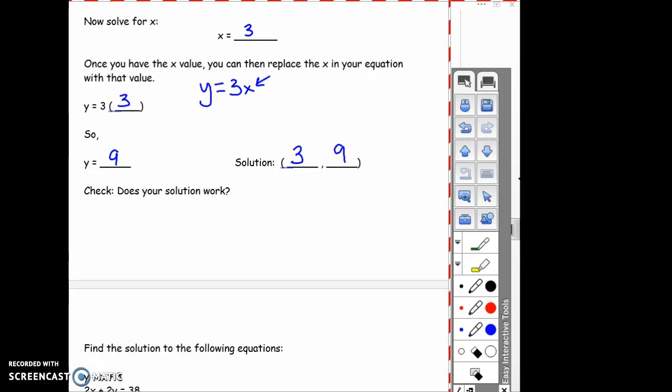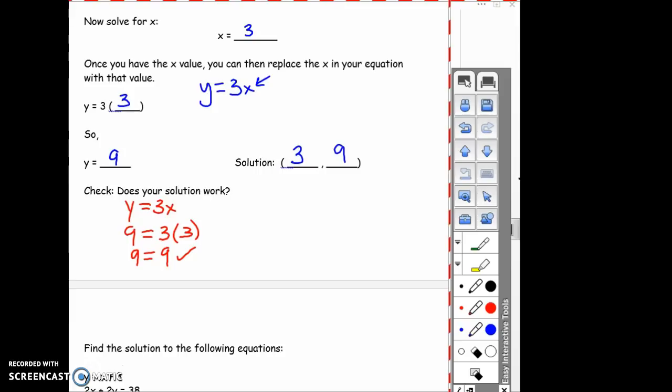Now it says check. Does your solution work? Well, if this solution is truly the solution to this system, it should work in both equations. So let's look at our first equation. I'm going to do this in red to make it stand out a little bit. I have y equals 3x. Well, my y value is 9. My x value is 3. So when I fill that in, does 9 equal 9? Well, you bet it does, so that solution works.